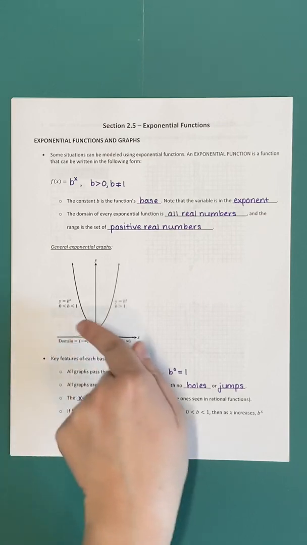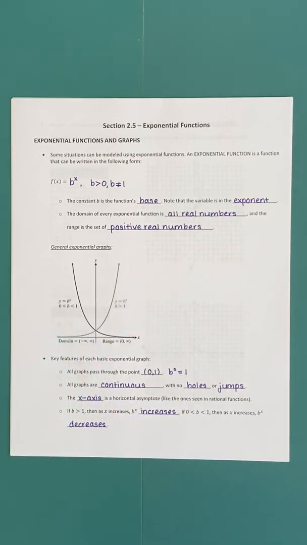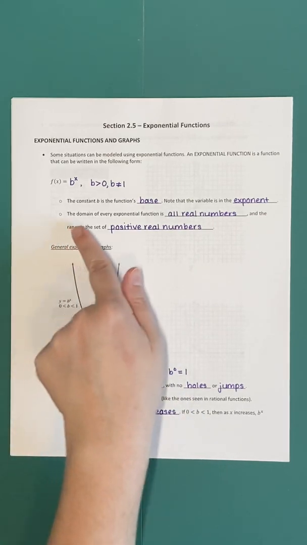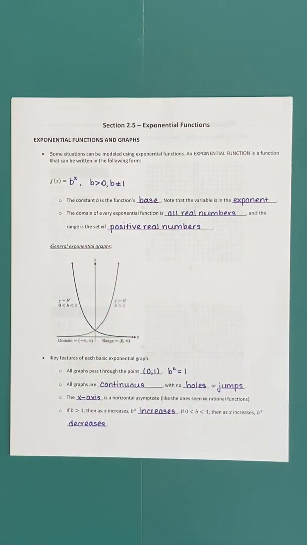If we were to continue the graph out further, it's still going to stay above the x-axis. That has to do with the range. The range is always going to be the set of positive numbers, so we can't actually have an output of 0, and we can't have any negative outputs just based on how this function is structured.